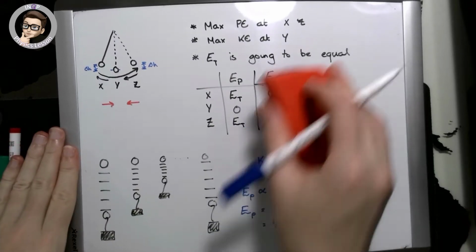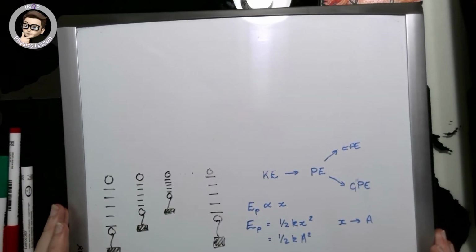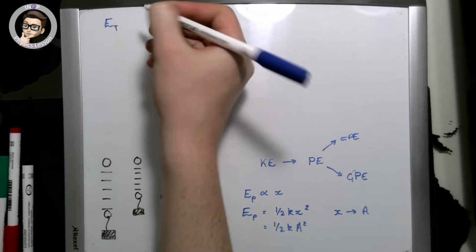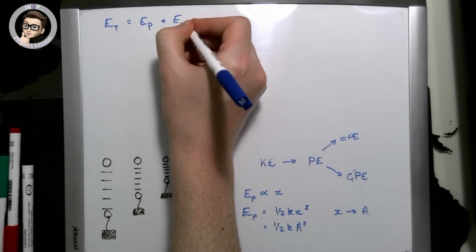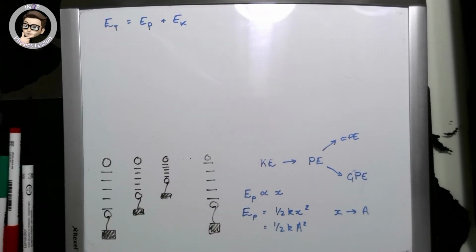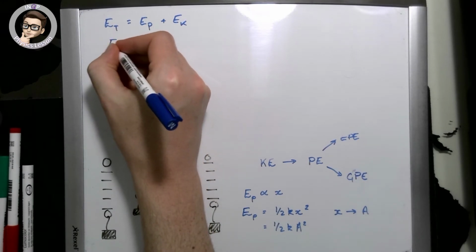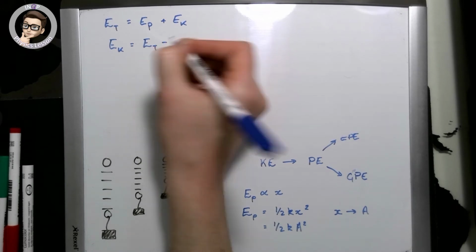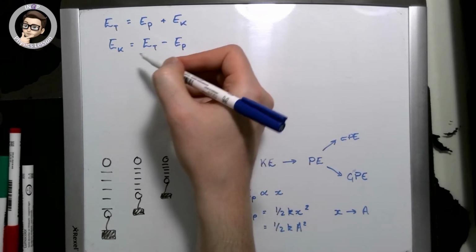So I'm going to have to rub these little bits out the top, so we'll carry on at the top here. If we now talk about the total energy in this system, we can say that the total energy is going to be equal to the potential energy plus the kinetic energy. And we know what the potential energy is because we've dealt with that. And we can define the kinetic energy, EK, as being equal to ET minus EP. So the total energy minus the potential energy is going to give me the kinetic energy.